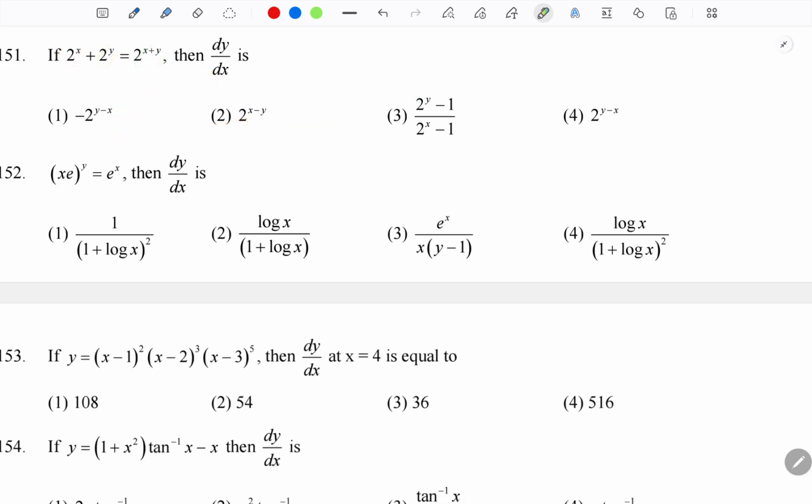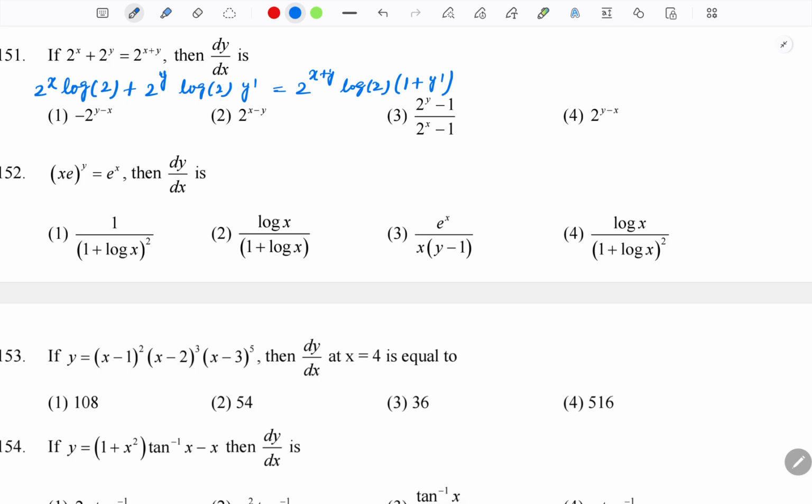Now if I differentiate on both sides, what will you get? 2 power x times log 2, plus 2 power y times log 2 times the internal derivative of y, which is y dash. On the other side, 2 power x plus y times log 2, and the internal derivative of x plus y is 1 plus y dash, right?